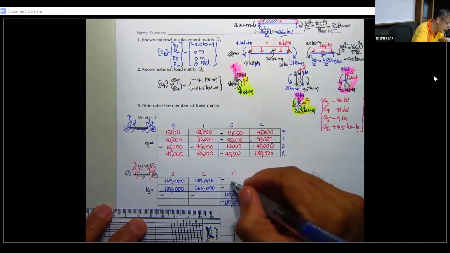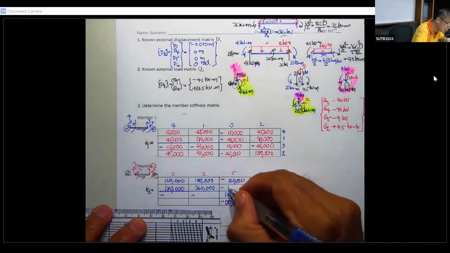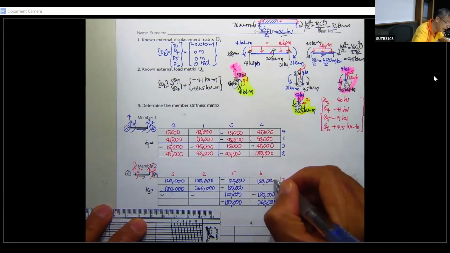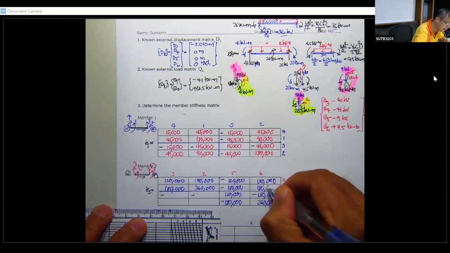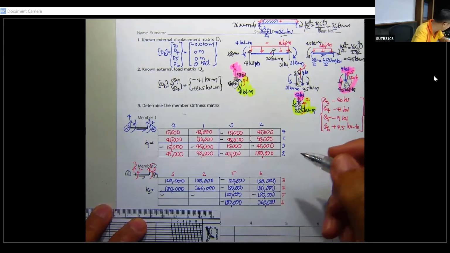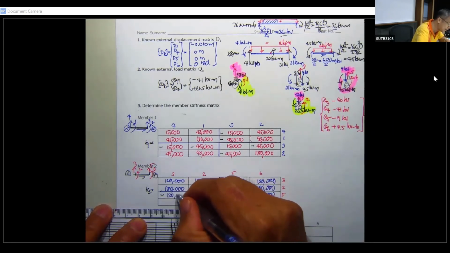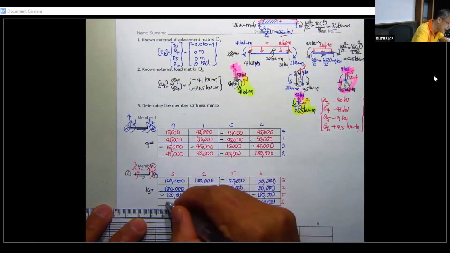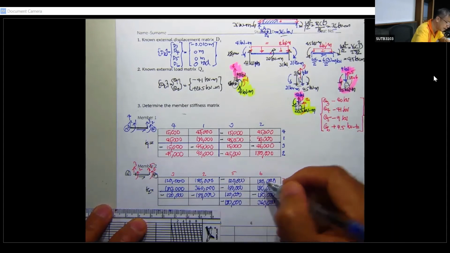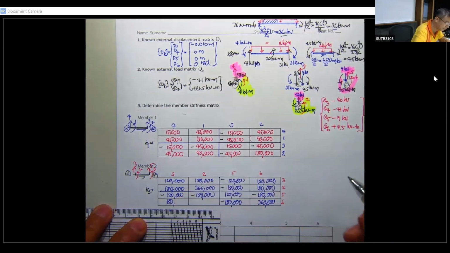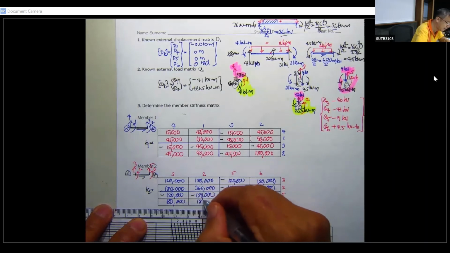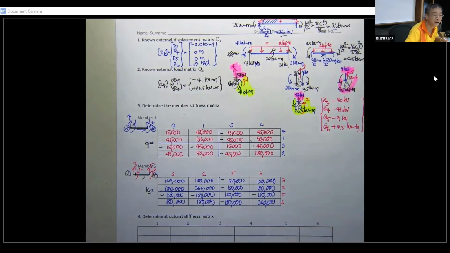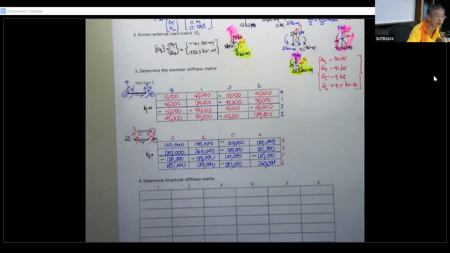And then 120,000, 180,000, 180,000, and then this half 180,000. Okay, and then minus 120,000, 180,000. Make a copy to make it a symmetric matrix. Okay, and then 180,000. That is going to be our matrix, and then you're going to combine them into this matrix.